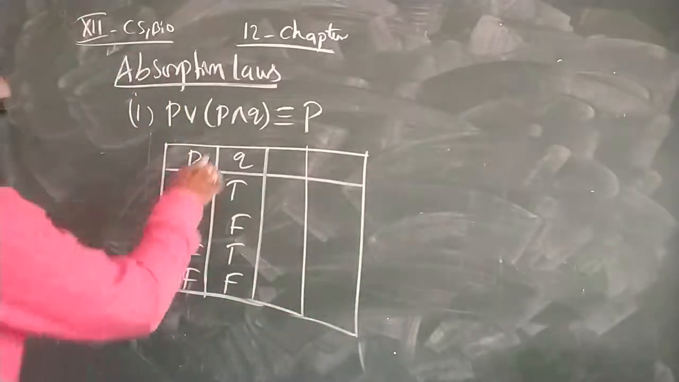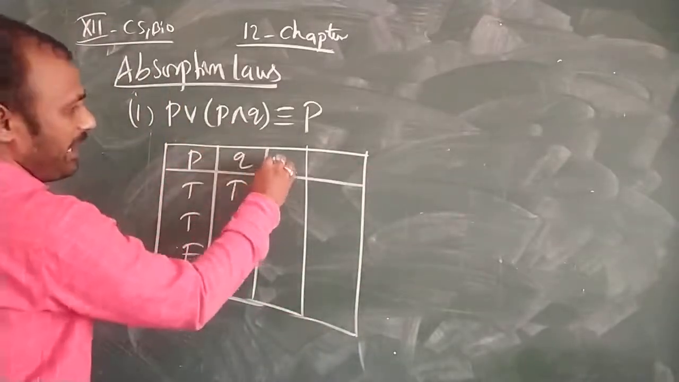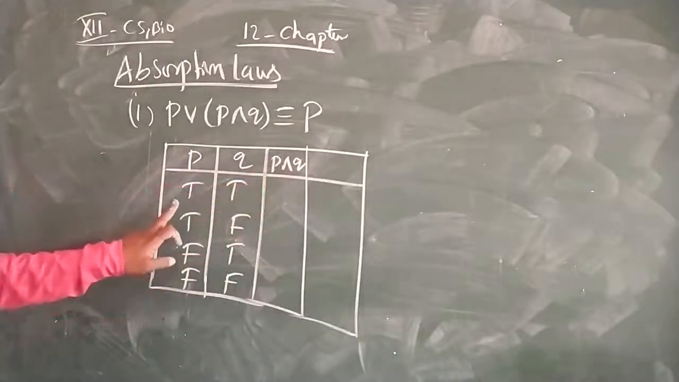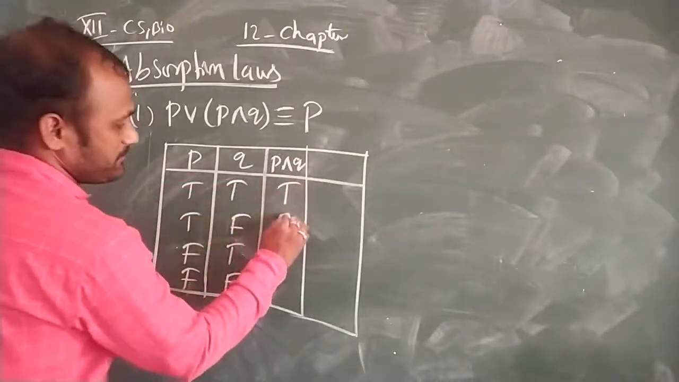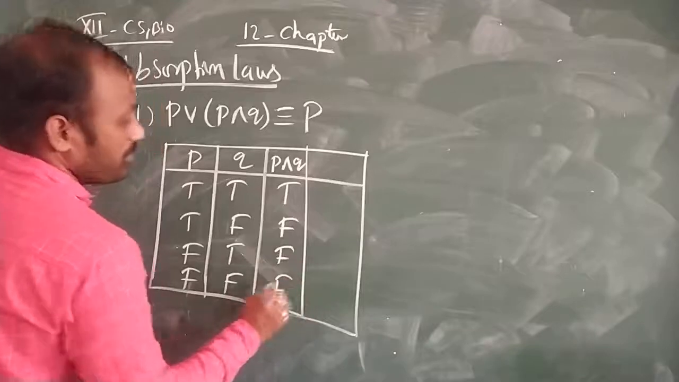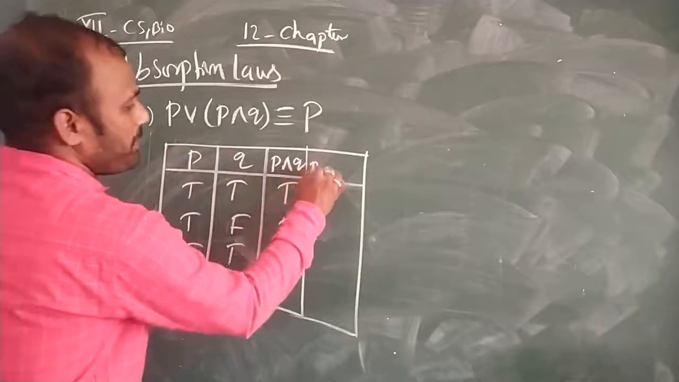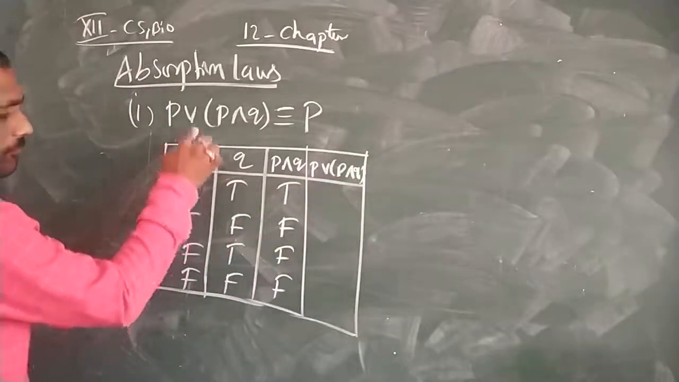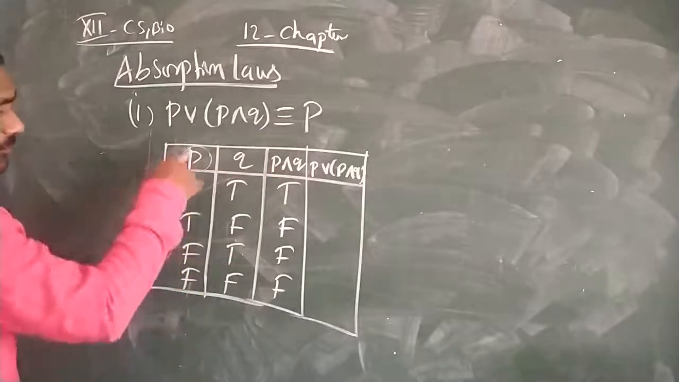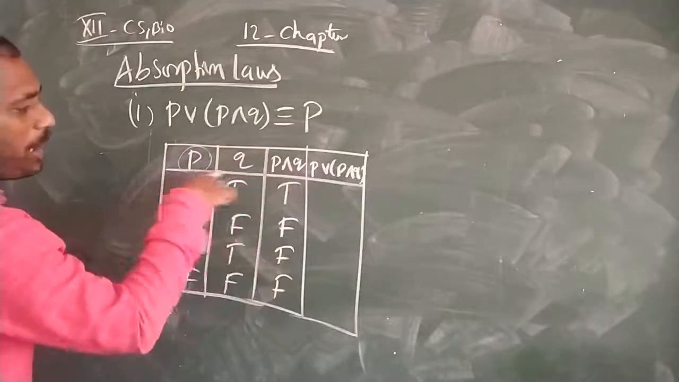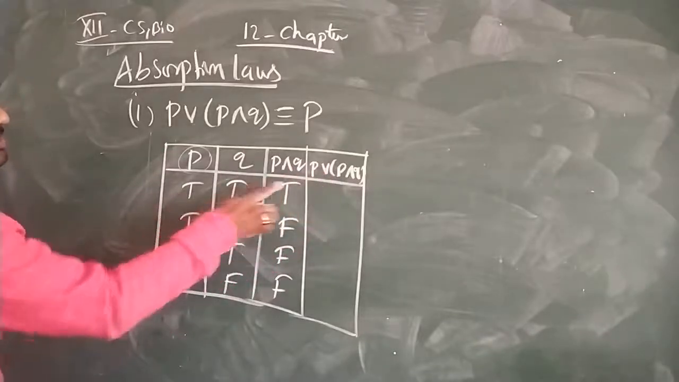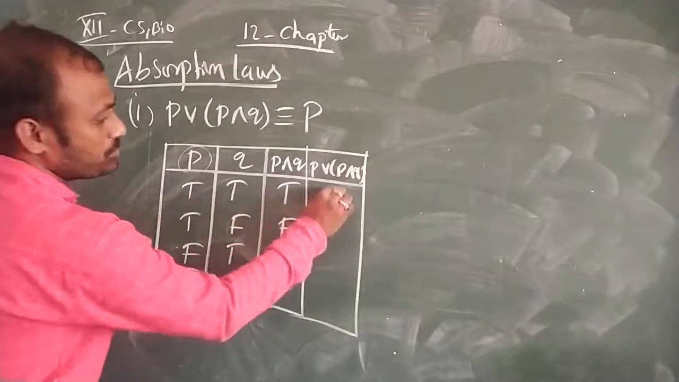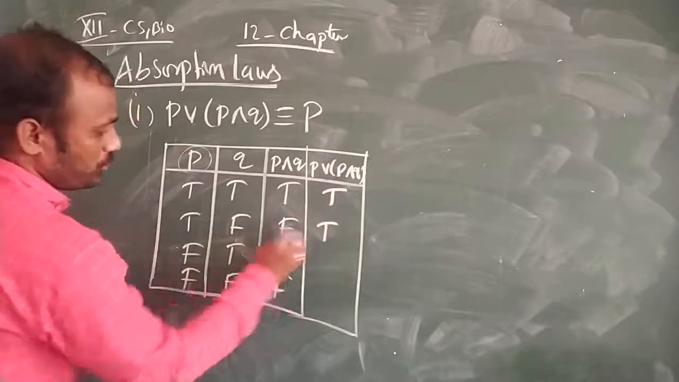Now, first I need to apply the bracket one, that is P and Q. We know that the AND operation truth table is that only when true, true, it is true, remaining all cases will be false. Next, P or (P and Q) means for the first column and third column, I need to apply OR operation. So OR operation says that whenever false, false, it is false, remaining all cases are true. So true, true, true, true, false, true, false, false.